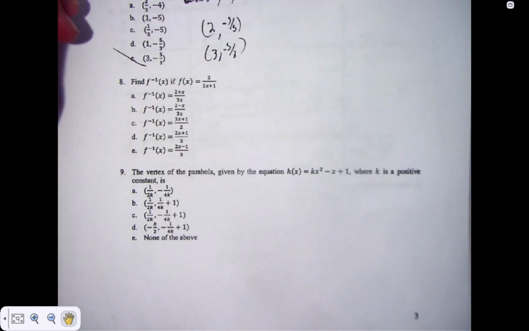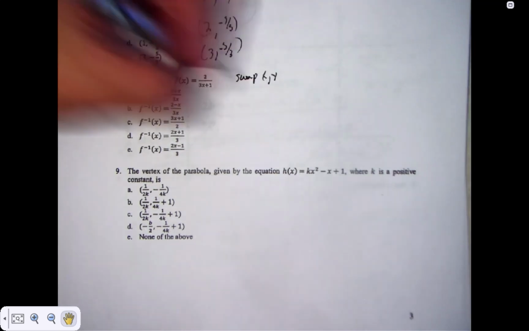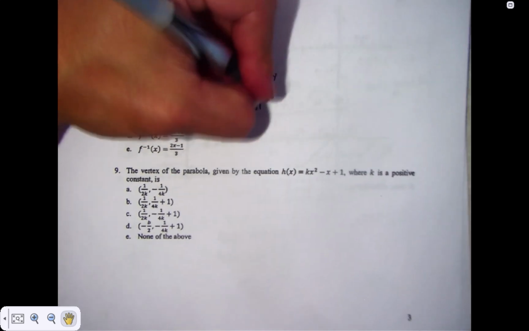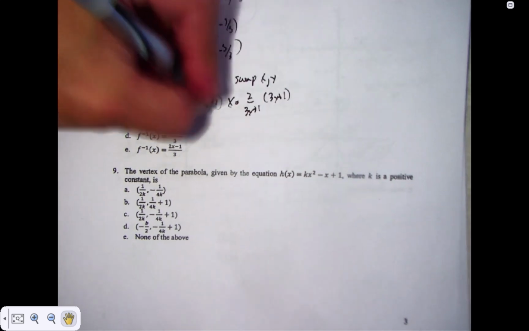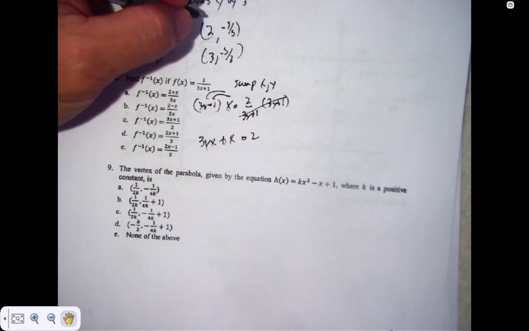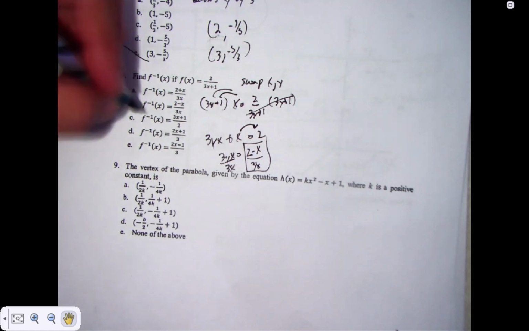All right, number 8, find the inverse. First rule on inverse is we swap x and y. So this becomes x equals 2 over 3y plus 1. Now what we would do is multiply by 3y plus 1 on both sides. 3yx plus x is 2. Well, this was a pretty easy one, isn't it? We'll shift that one over. 3yx equals 2 minus x. And we'll divide by 3x. And this is what I'm looking for: 2 minus x over 3x. Choice B.